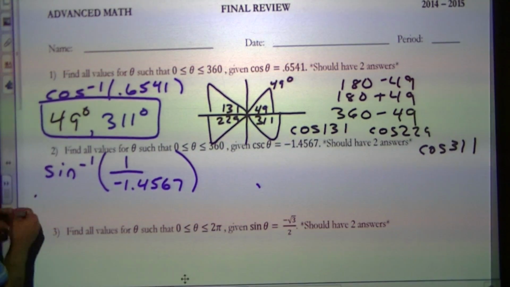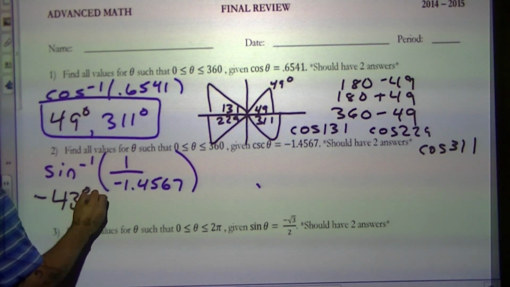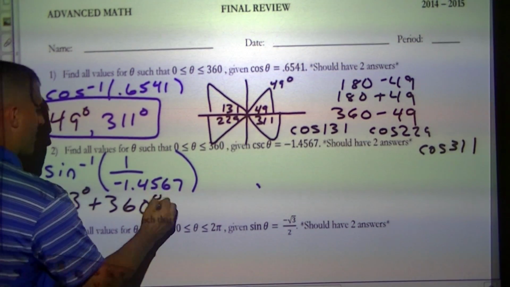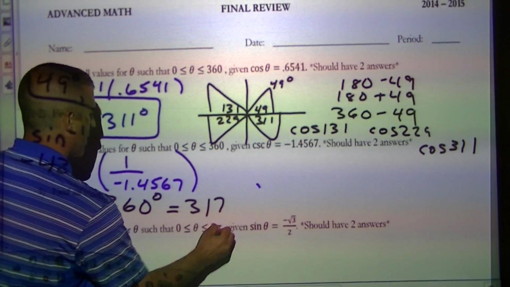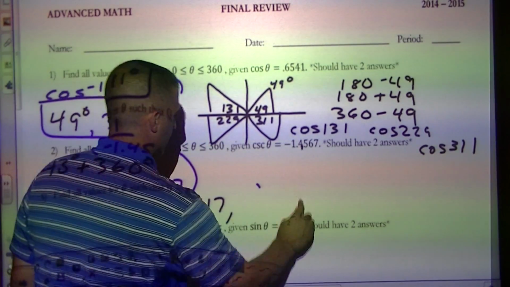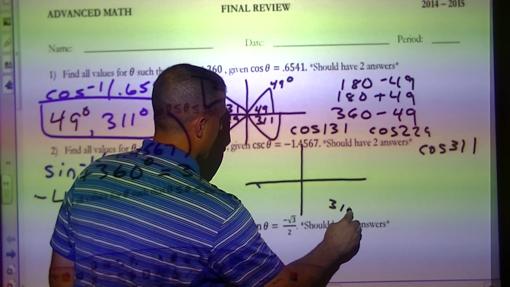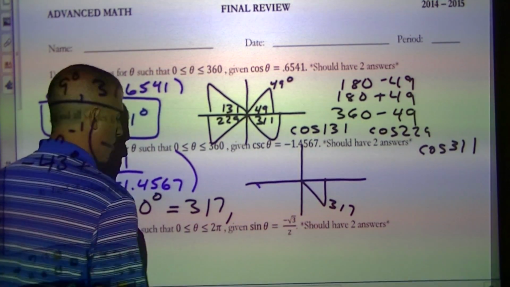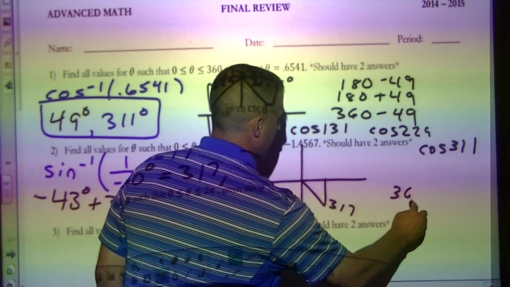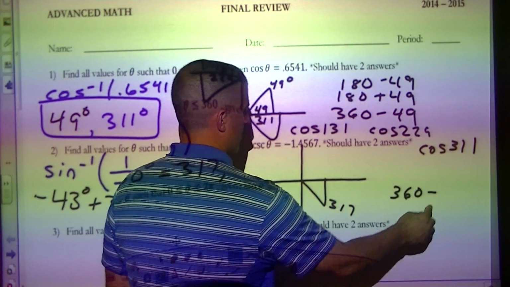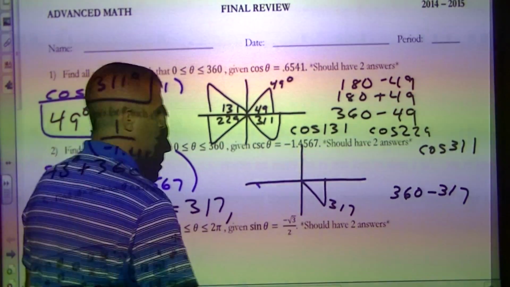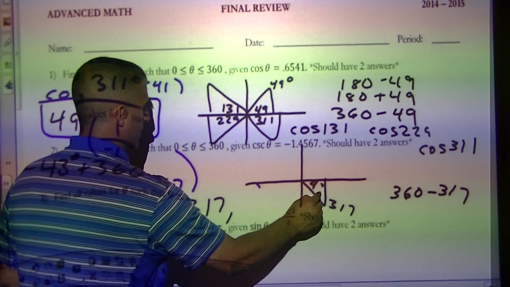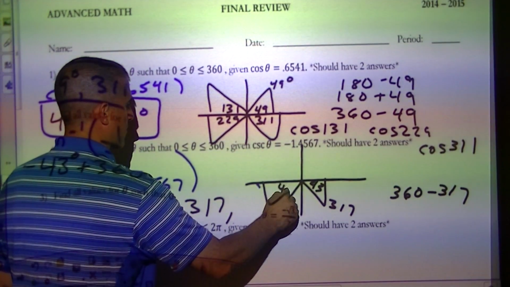I got negative 43, I added 360 to that, so the first one that actually worked was 317. I need one more angle. 317 would be down here. To figure out what's going to be in the corner, I do 360 minus 317. That will tell me what's in that corner, which happens to be 43. All of them will have 43 in that corner.